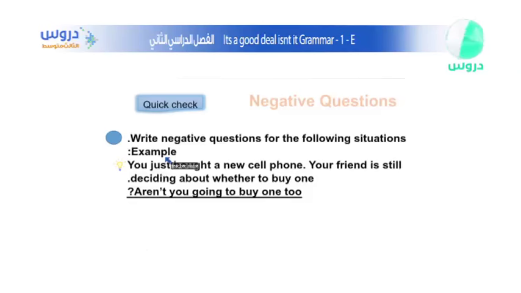This is critical. I want you to answer, okay? Example: you just bought a new cell phone. Your friend is still deciding about whether to buy one. Aren't you going to buy one too? You know, "one two" is not like in football, okay? It's not "one two" the number, it's "too" as well. So, you just bought a new cell phone, and your friend is still deciding whether to buy one. In this situation, you are going to ask your friend, aren't you going to buy one too?